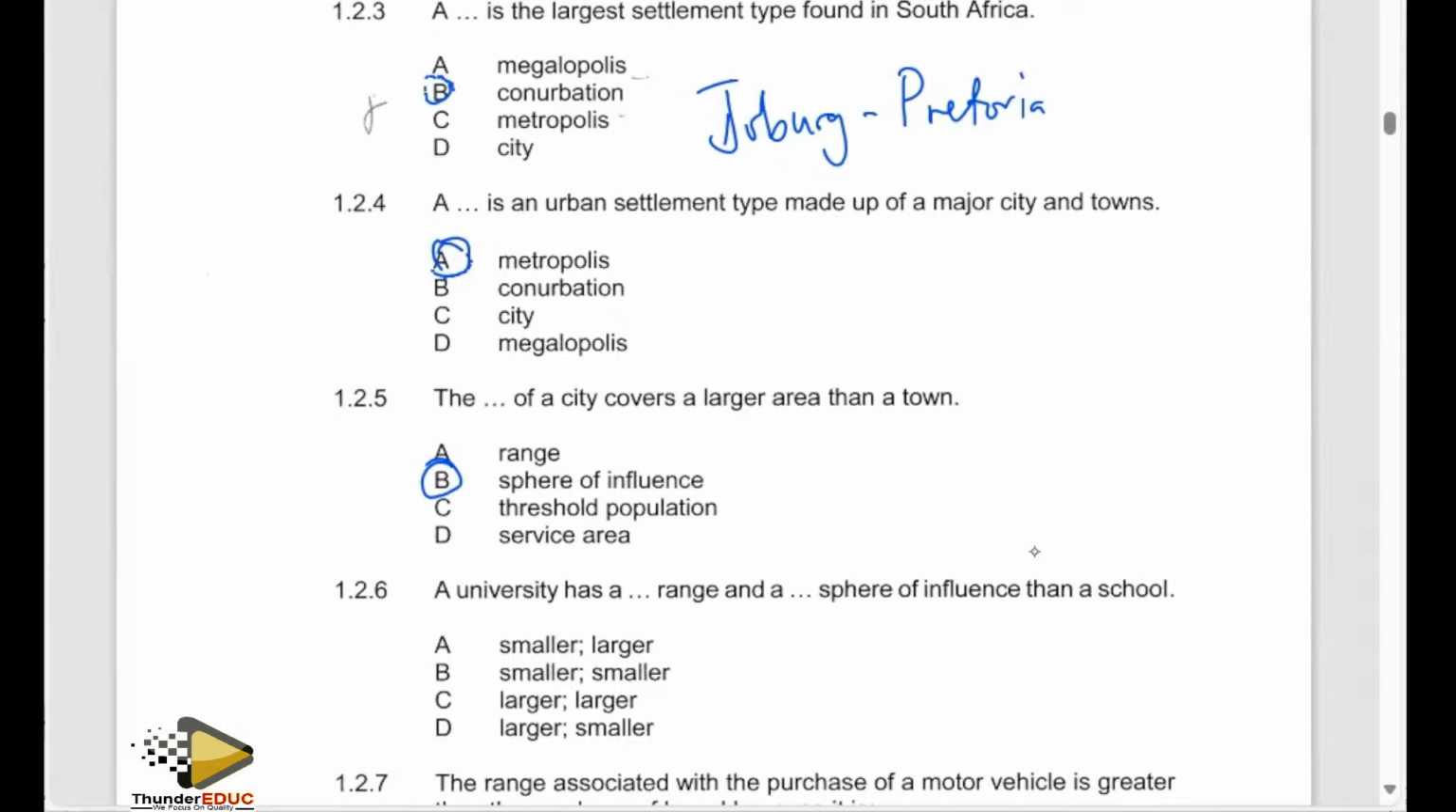The sphere of influence for a city is wider because cities provide high order services or high order goods. They are high order centers, so their spheres of influence are larger. They cover a wide area compared to a town, because a town offers relatively low order goods or services and is a lower order center compared to a city. Therefore, its sphere of influence covers a smaller area compared to that of a city. We'll move on to the next question.